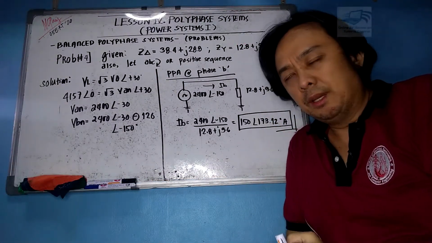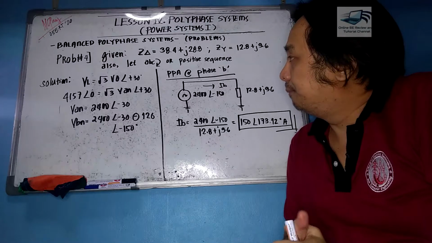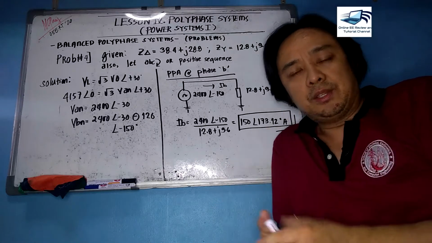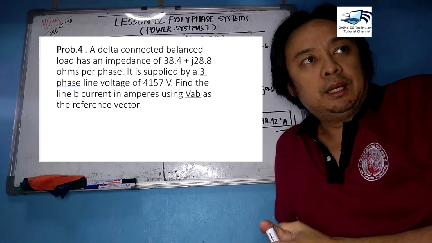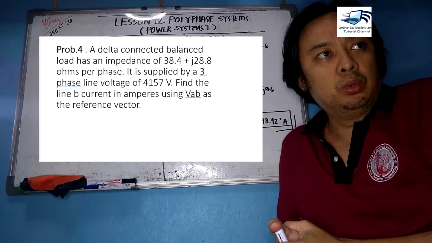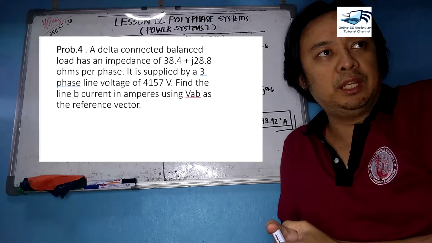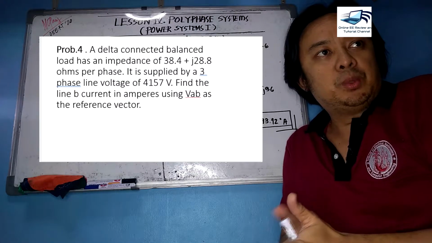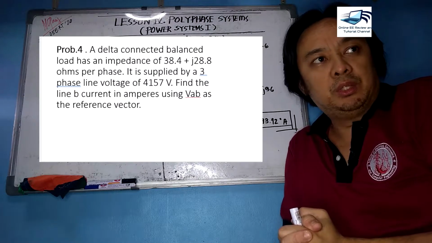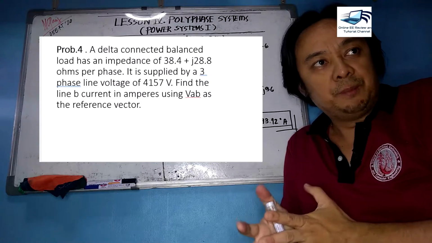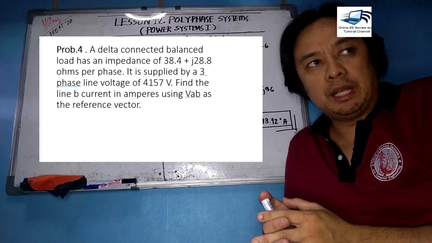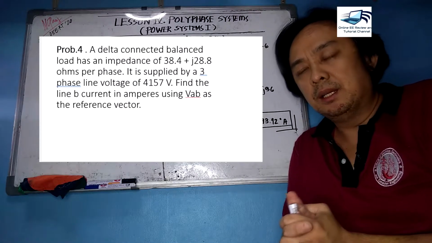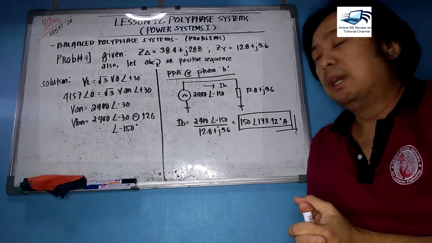Hello once again. So we are on our next problem under the balanced polyphase systems. So let us read the problem first. A delta connected balanced load has an impedance of 38.4 plus J28.8 ohms per phase. It is supplied by a three-phase line voltage of 4,157 volts. Find the line current IB in amperes using VAB as our reference vector.